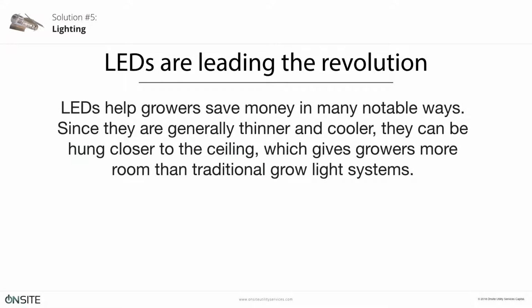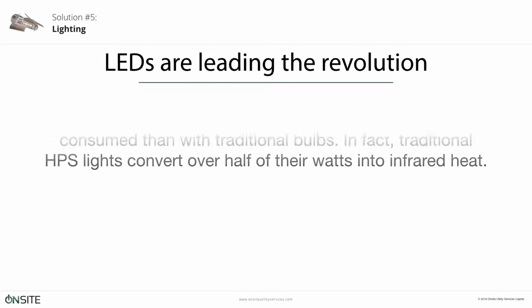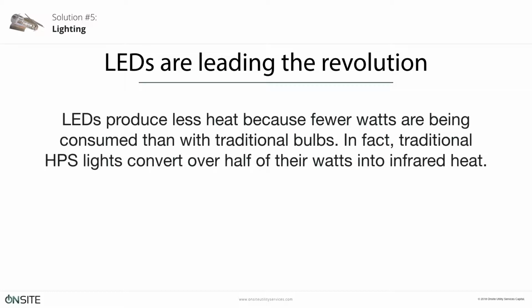Since LEDs are generally thinner and cooler, they can be hung closer to the ceiling, which gives growers more room than traditional grow light systems. Also, LED lights are small and can be used individually or in combination. Their small size and low profile allow them to be used in spaces that are too tight for other light bulbs to fit. LEDs produce less heat because fewer watts are being consumed than with traditional bulbs.